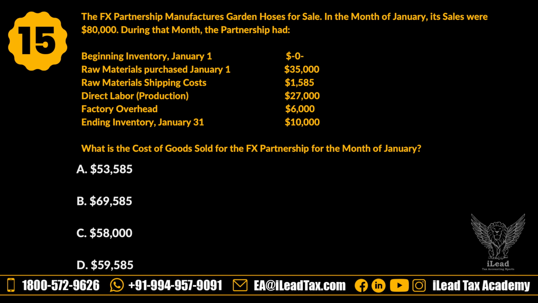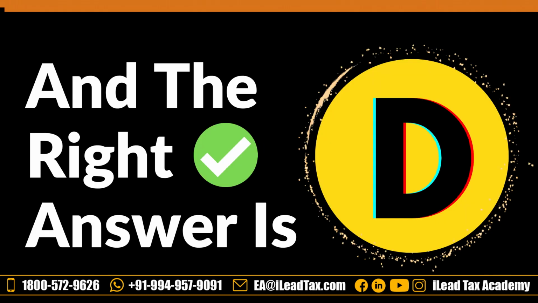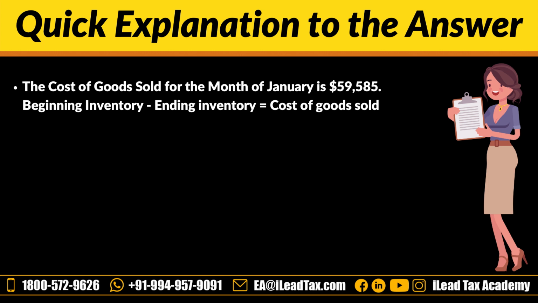direct and indirect cost minus ending inventory. So here raw material is 35,000, and for direct and indirect cost, raw material shipping cost is a direct cost related to inventory. Direct labor 27,000 needs to be added, factory overhead is an indirect cost, it needs to be added, and any ending inventory needs to be deducted. So 35,000 plus 1,585 plus 27,000 plus 6,000 minus 10,000. So the total comes to 59,585. Let's go to the next question.